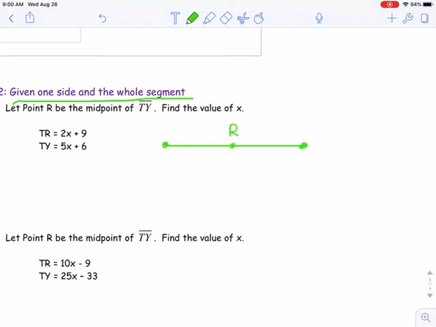So, R is in the middle. That's T, that's Y. So now I know that I have TR, which is 2x plus 9, and I have TY, the whole thing. So I have to be a little bit clever. One half, the left-hand side, does not equal the whole thing. One half does not equal 1 whole.